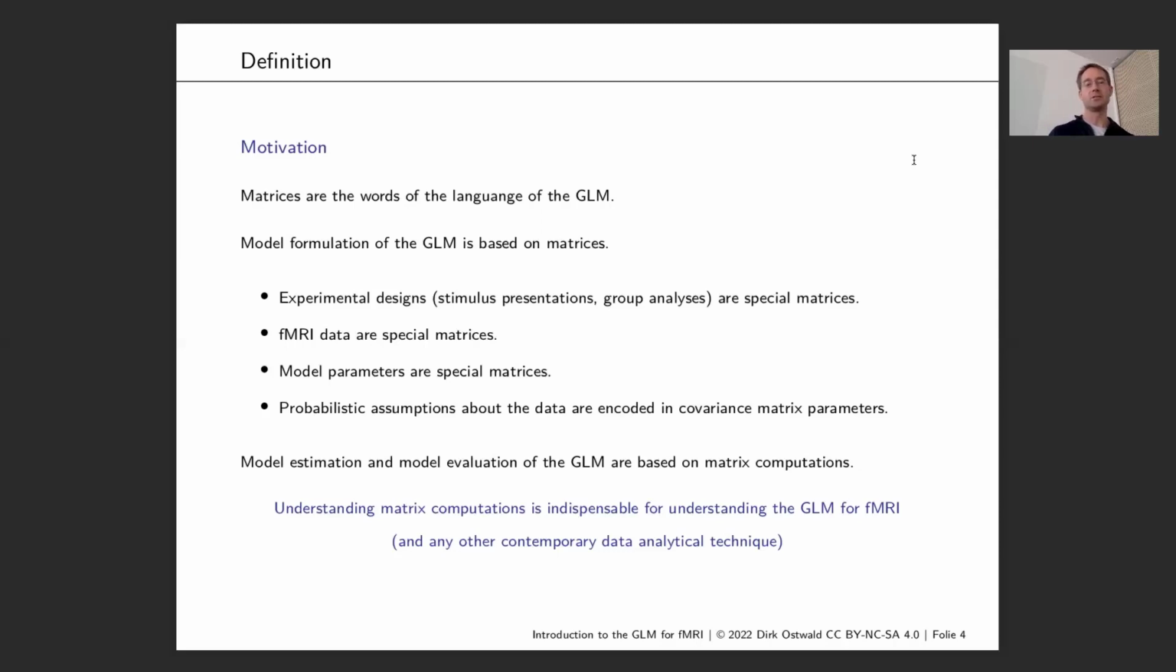So it makes sense to be familiar with matrices, not only for the purpose of GLM for fMRI, but also in general for any kind of data analysis that you're doing. In fMRI GLM, the model formulation is based on matrices. The experimental designs are special matrices, namely the design matrices. The data are special matrices. They are vectors, so one column of a matrix. The model parameters are special matrices, so vectors again. And the probabilistic assumptions that feature in the GLM are encoded in covariance matrix parameters.